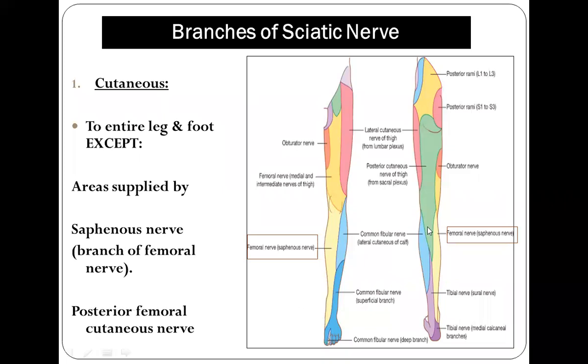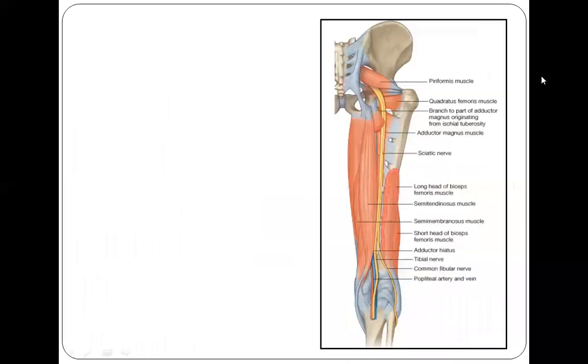And also in the leg, below the knee on the posterior aspect, there is a small area supplied by the posterior cutaneous nerve of thigh extending into the leg. So the sciatic nerve's cutaneous supply will be below the knee, the entire area of leg and foot, except the area supplied by the saphenous nerve and the posterior femoral cutaneous nerve. Let's look at the muscular branches. The muscular branches are to the hamstring muscles.